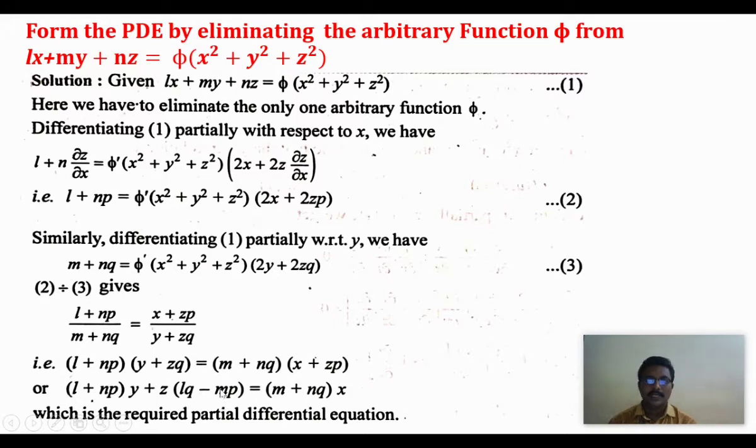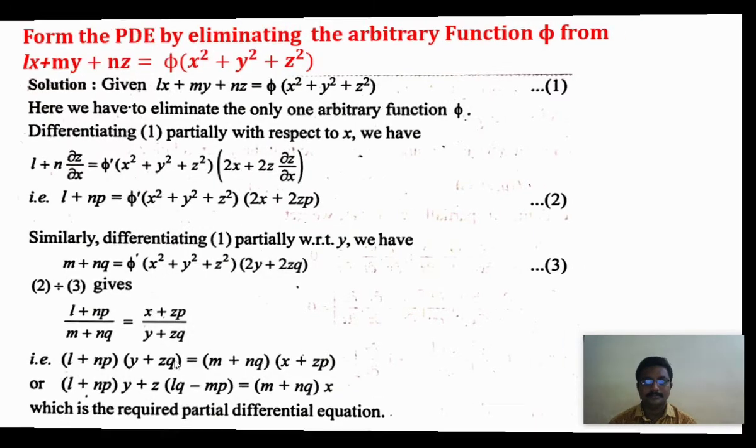So easily we will get the required partial differential equation just by differentiating partially with respect to x and with respect to y, and we will have two more equations. Just dividing these equations, taking the cross multiplication and simplifying the equation, we will get the required PDE.